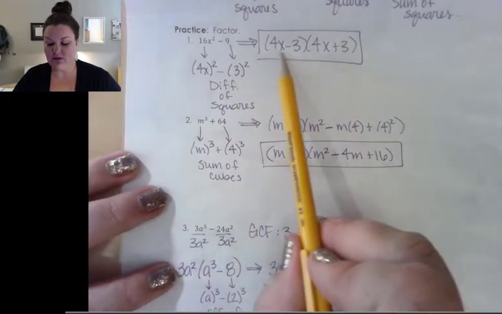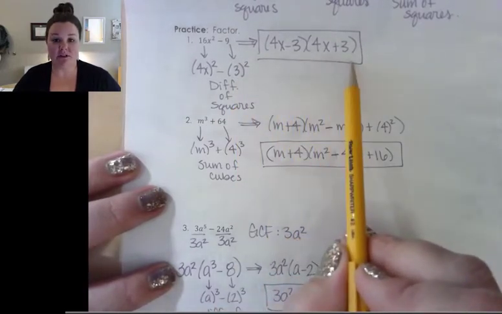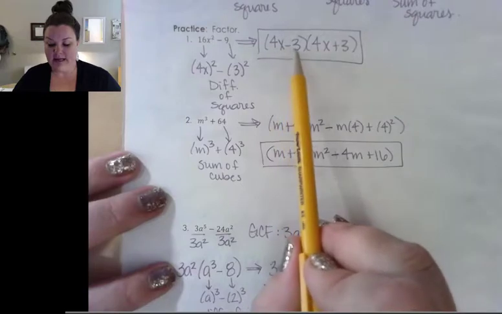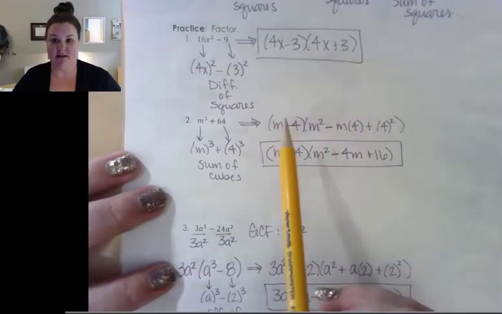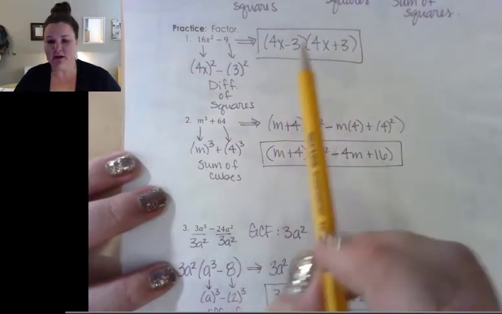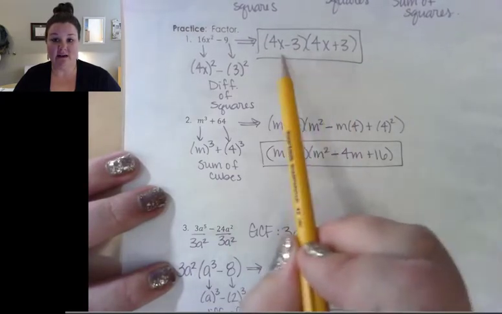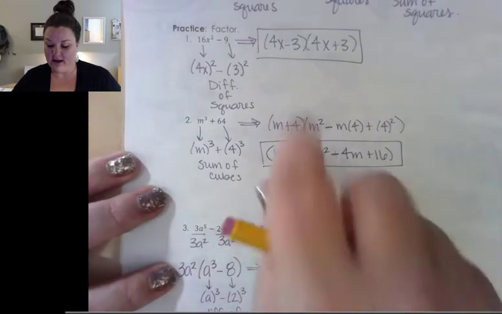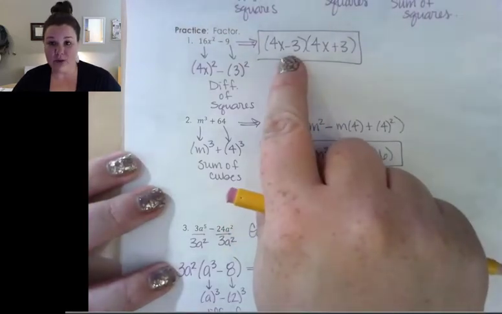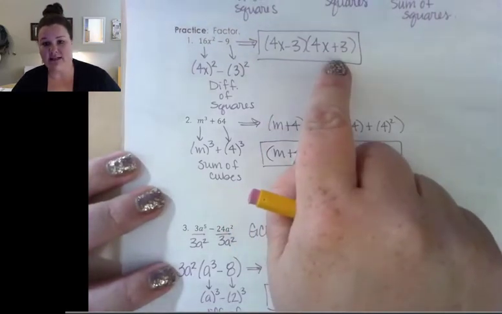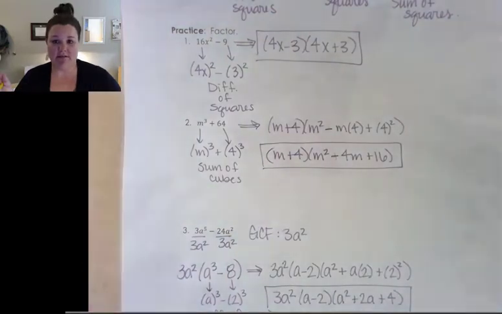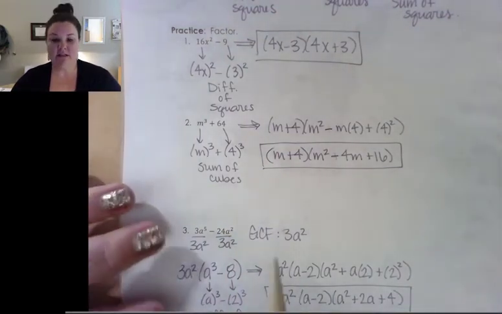So I just plug those into the difference of squares formula, which says to do first base minus second and first base plus second. It doesn't matter which order you put these quantities in. The 4x's need to come first and the 3's need to come second, but if you wrote the quantity that has the plus first and then the quantity that has the minus, that's totally fine.